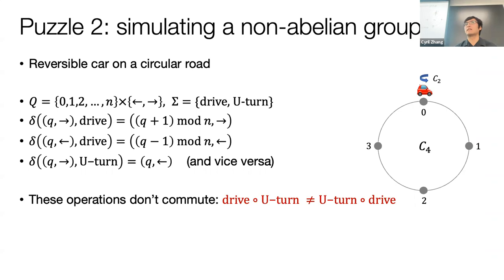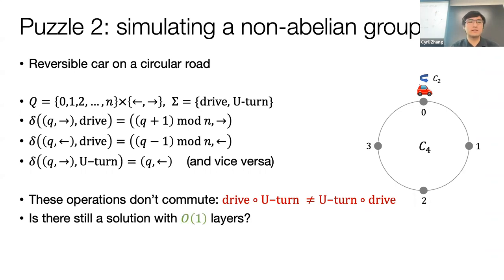The observation here is that it's not going to suffice just to take some prefix sums, mash them together and apply some function to prefix sums like we did in the mod 2 and mod 5 counter constructions, because the order of the operations actually matters here. So my question is, is there still a solution, an efficient circuit that has a constant number of layers to simulate this non-commutative operation of reversing and driving a car?